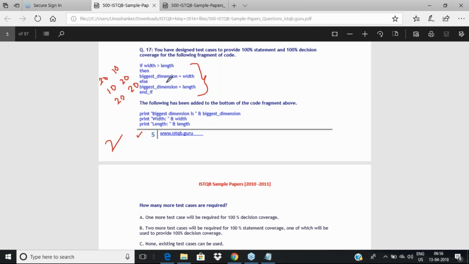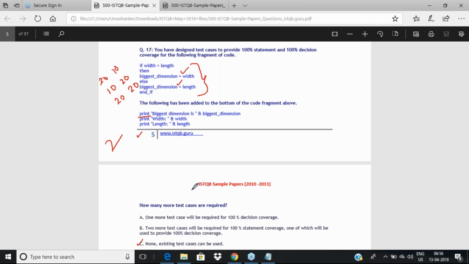The main statements, what to display, are also there. The remaining is all more like static statements. You can have any number of console printing statements, and this is a simple print command given by the language, and you don't need to worry much about what gets printed. So in my view, the answer should be C. None, existing test cases should be used.